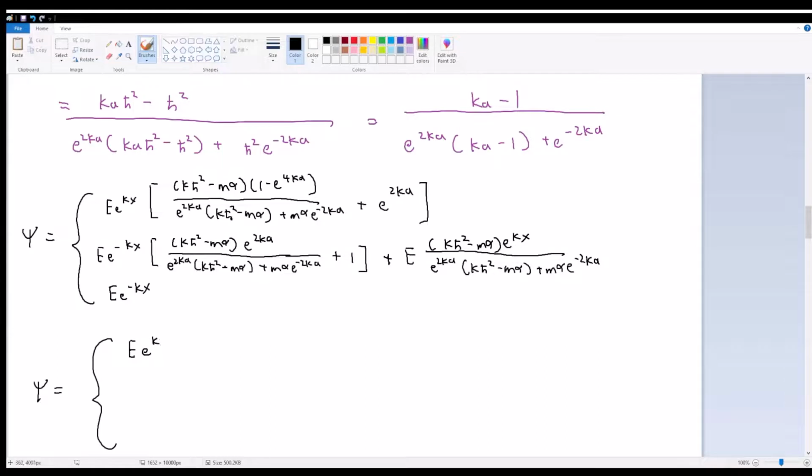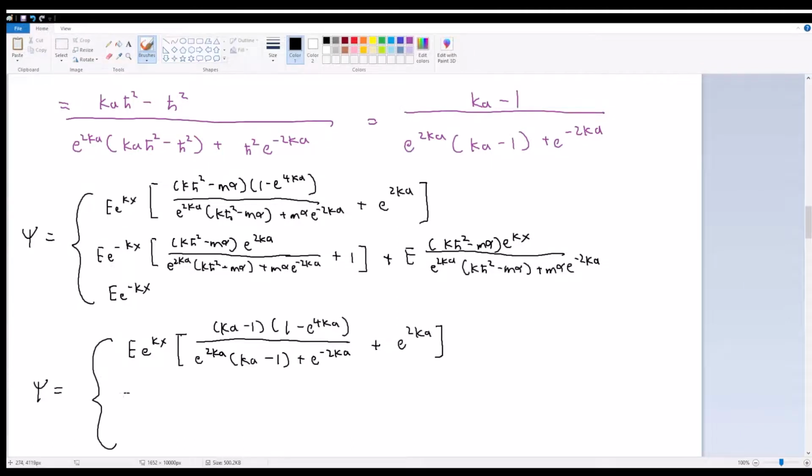It becomes e times e to the kx, multiplied by 1 minus e to the 4ka, which doesn't change, and then this simplified expression. Actually, it might be easier to just write everything as a single fraction. So this becomes e to the 2ka times (ka minus 1) plus e to the negative 2ka, and then this is divided by ka minus 1 multiplied by 1 minus e to the 4ka. And then this is added with e to the 2ka. So that's our first term.